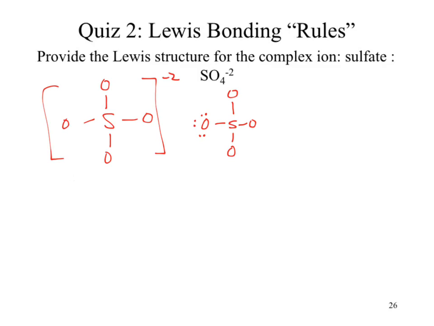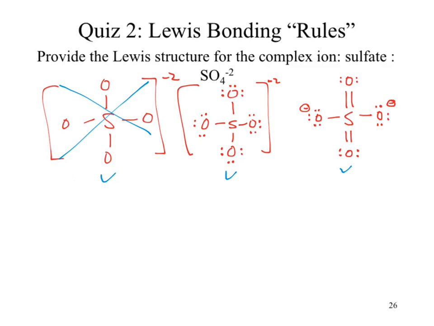Should not be recording. So you need to show the dots. Second one. Unless I made a counting mistake, that should be fine. That has the correct number of electrons. You need to show the -2 a different way. It's actually fine. Last one.